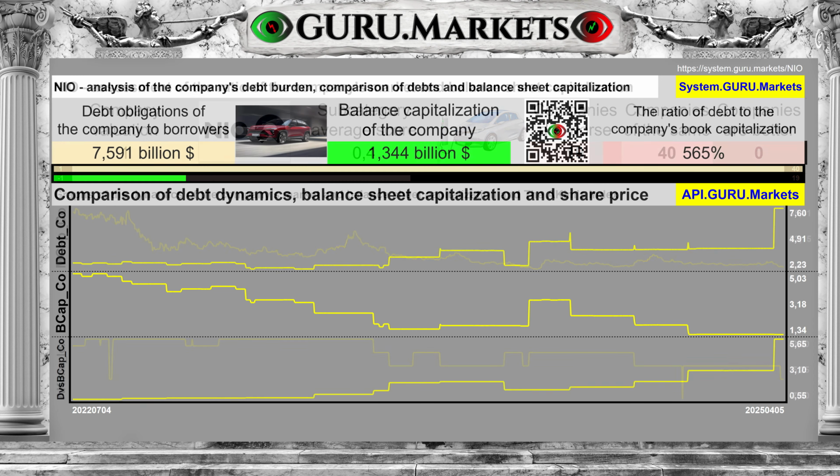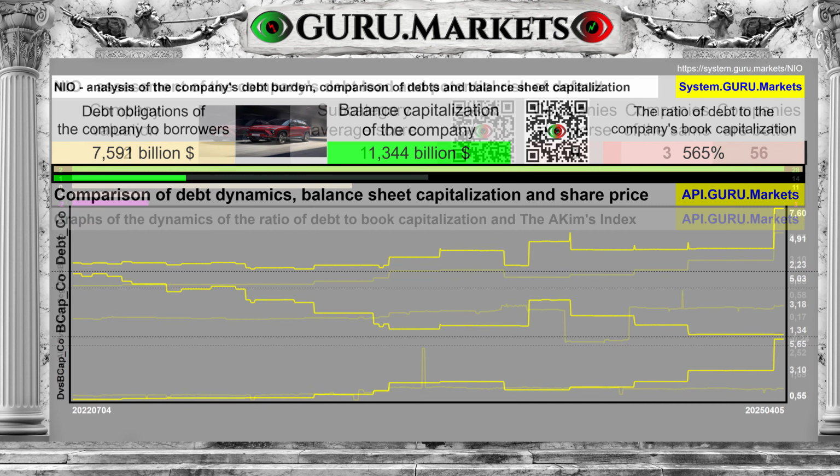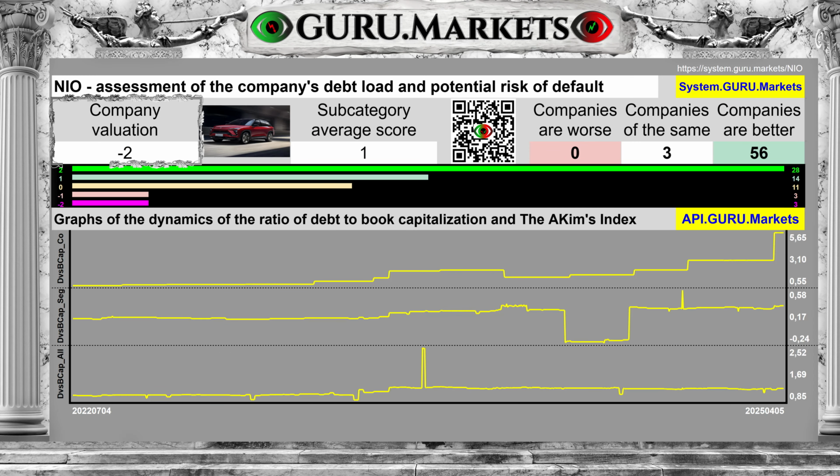The company under study has financial liabilities of $7.591 billion. Financial liabilities to book value amount to 566.5% of the company's capital. Result on the company's debts, very bad, -2 points.